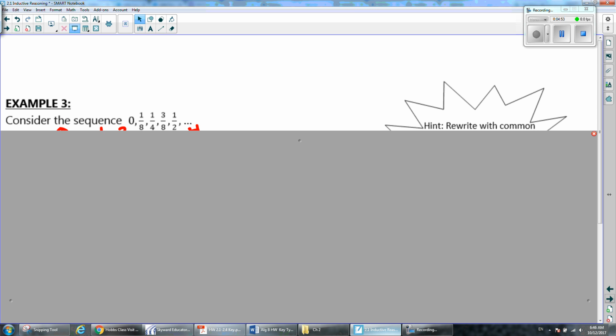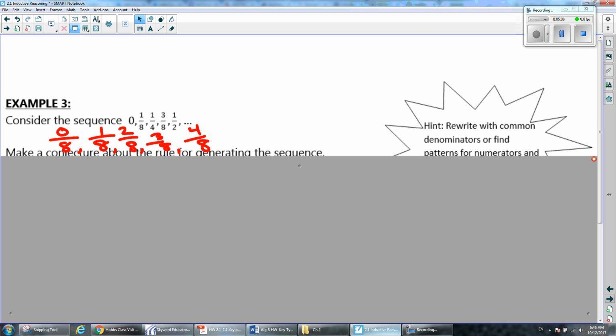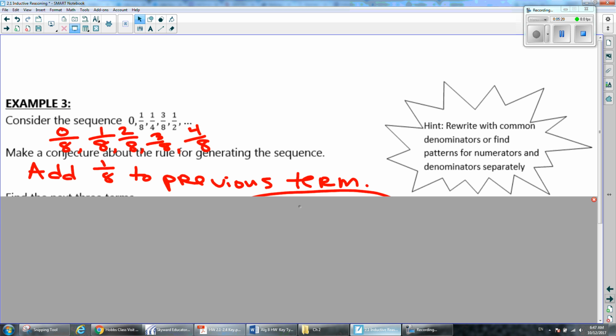Here's a sequence with some fractions now. Your hint is to rewrite with common denominators or find patterns for numerators and denominators separately. So if I rewrite these all with common denominators, instead of 0, we could say that's 0/8, then 1/8. 1/4 is really 2/8. Then we have 3/8, and 1/2 is really 4/8. So this helps us see a pattern. We're always just adding 1/8 to the previous term, or the numerator is going up by 1 each time.